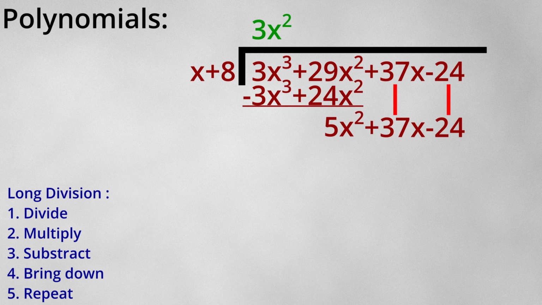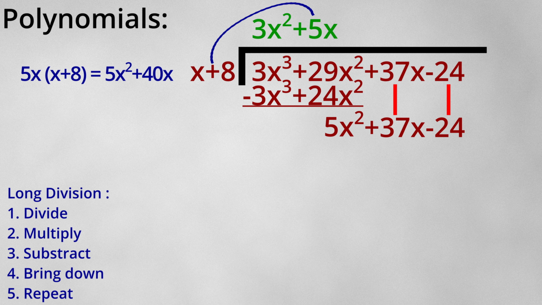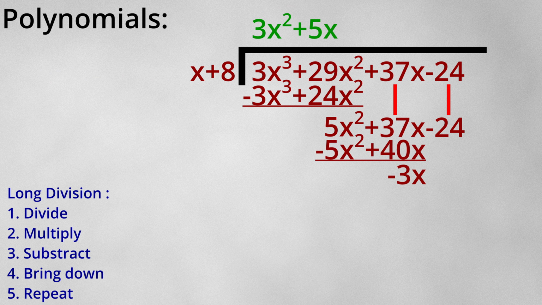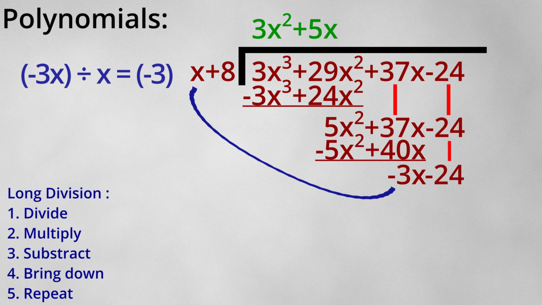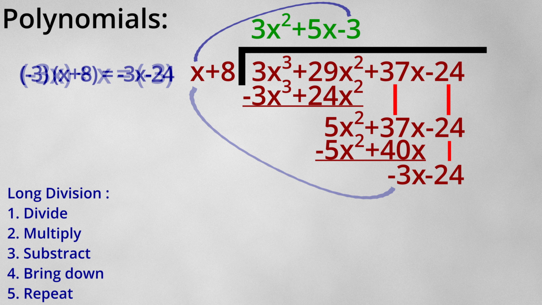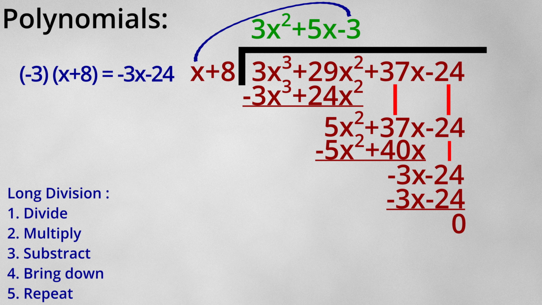So 5x times x plus 8. This gives us 5x squared plus 40x. Once again, we repeat, and we subtract and bring everything down. Now we divide negative 3x by x. This gives us negative 3. If we multiply, we get negative 3 times x plus 8, giving us negative 3x minus 24. And once we subtract here at the bottom, we get 0 remainder.